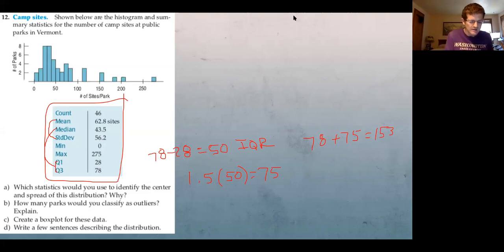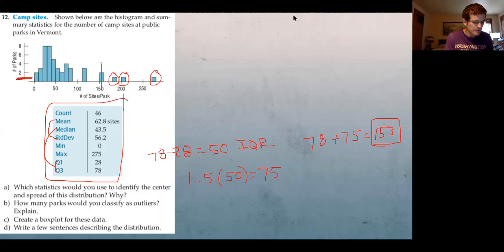And that means this is our cutoff. Any value greater than 153 is going to be an outlier. And 153 is about right here. So now I have to look over here on the left. You can see that's 1. So we have 1 each of outliers there.